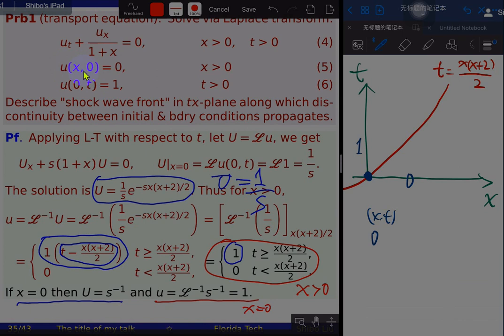From the expression of our solution, we also know that u is 1 above this red curve, and u is 0 below this red curve. So it is also discontinuous along this curve. The discontinuity at the beginning is at the origin, but as time goes on, the discontinuity moves along this curve and propagates to infinity. So this is the shock wave front, that is this curve. Okay, so that is our first problem.